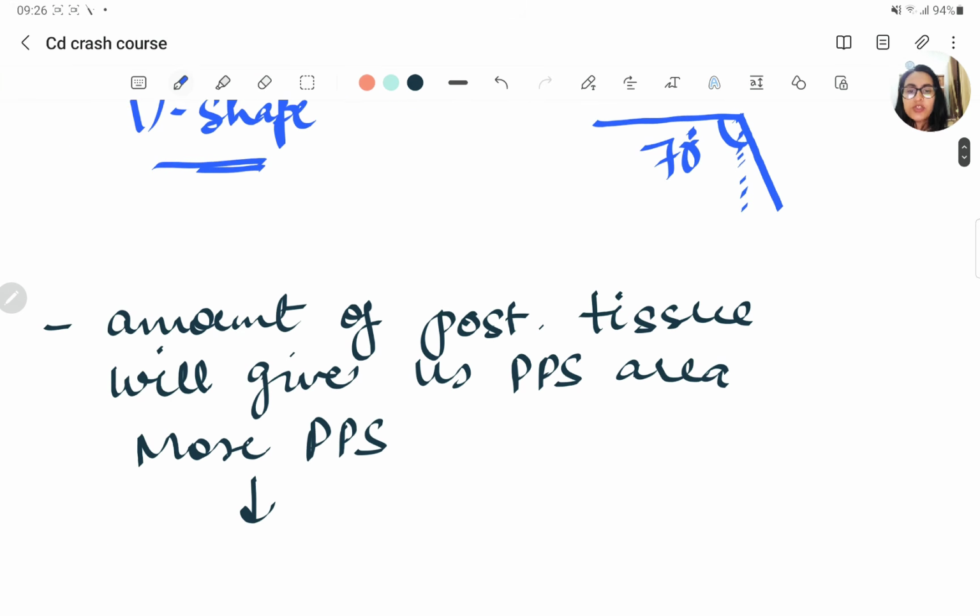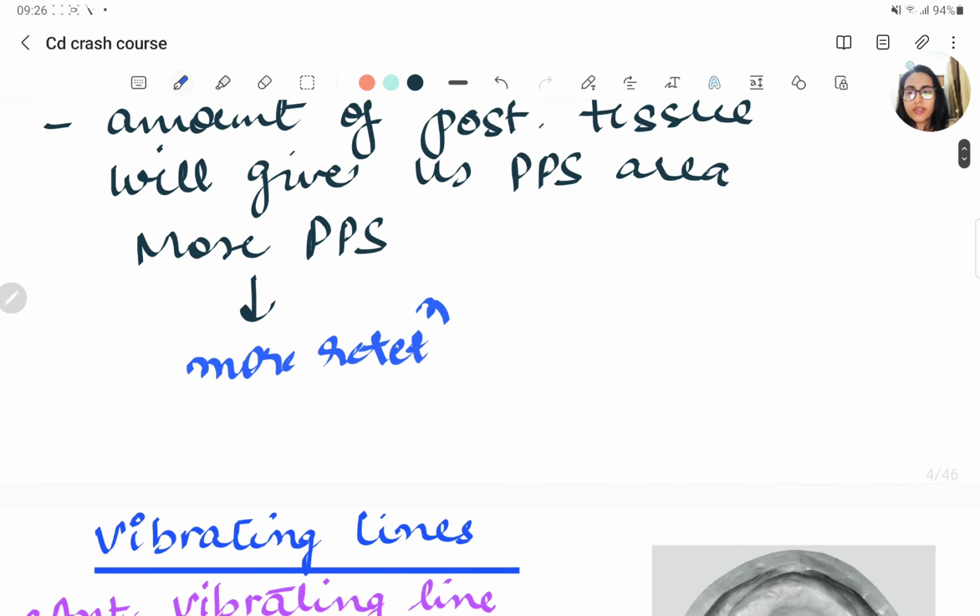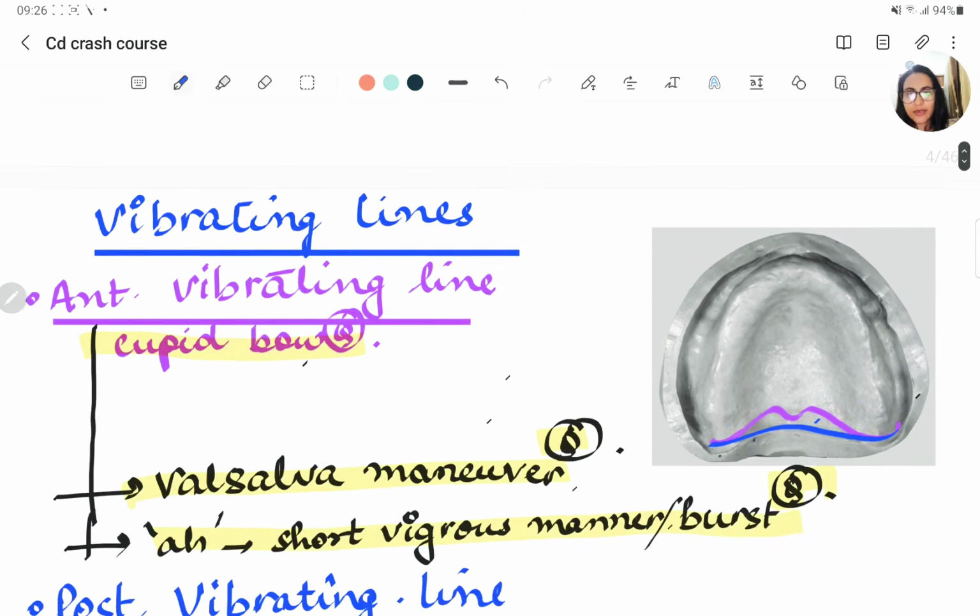The amount of posterior tissue will give us the PPS area. So the more the PPS area, the more the retention is going to be. Remember the class 1, we have more than 5 millimeters of the PPS area. Therefore, it is best for the retention of the maxillary denture.